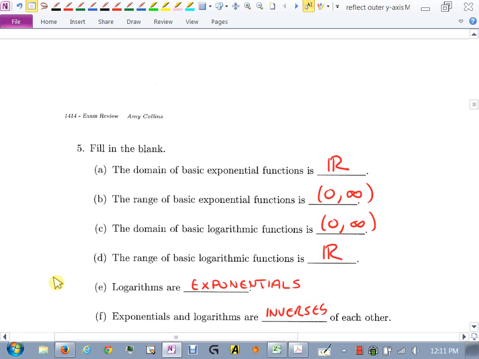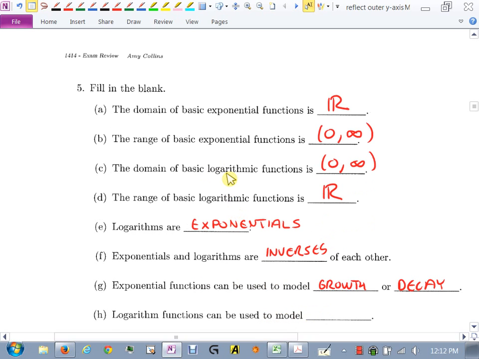Fill in the blank. The domain of an exponential function is all real numbers. The range of a basic exponential function is from 0 up, right? Not including 0. The domain of a log is the opposite of what the exponential was, right? The domain of the log is the range of the exponential. The range of the log is the domain of the exponential. So they just switch places, don't they? Okay.